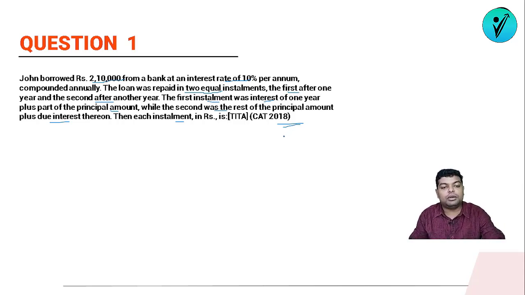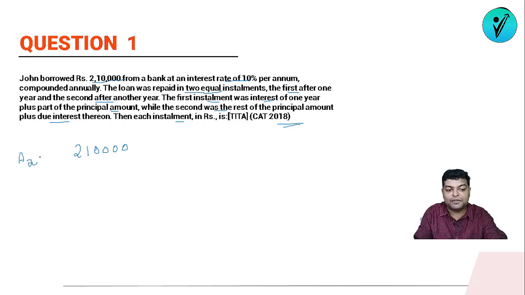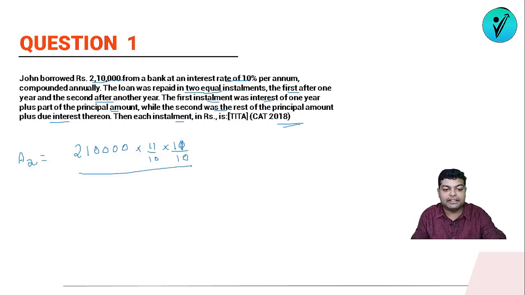Now before we see this, what do most students do? They simply see that the principal is 2,10,000 and the rate of interest is 10%. So they will simply find the amount at the end of 2 years. At the end of 2 years, the amount will be 11 by 10 into 11 by 10. And since we have to repay it in 2 equal installments, they simply divide it by 2 and get the answer. But unfortunately, this is not the correct answer. If you are doing it by this mechanism and getting the answer, it is not correct. Why is this not the correct answer?